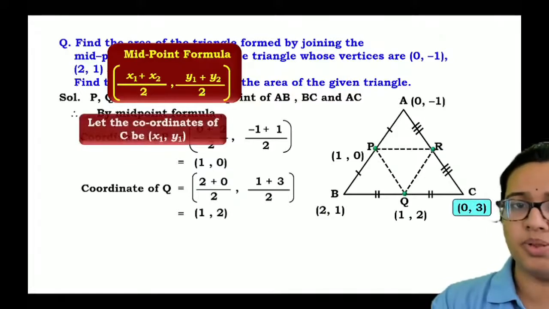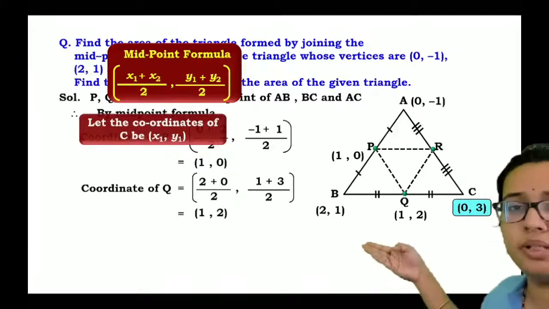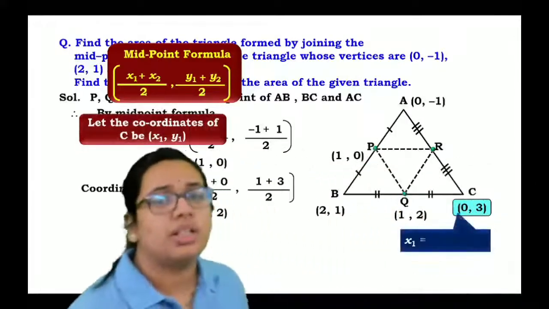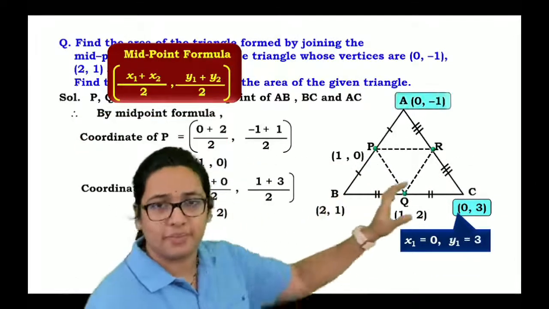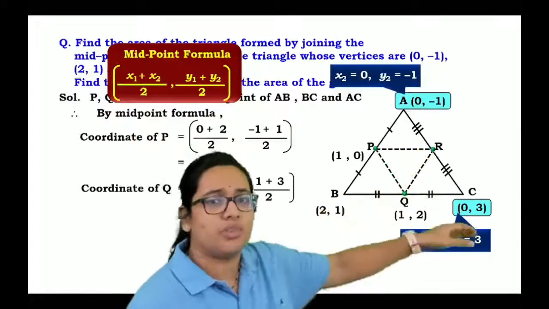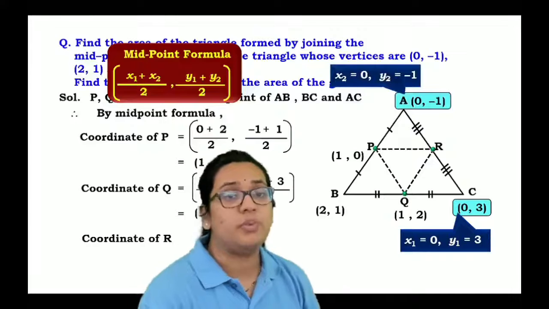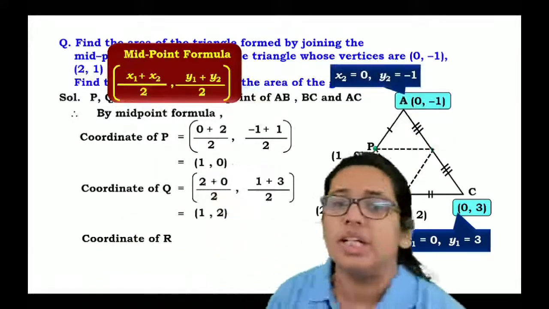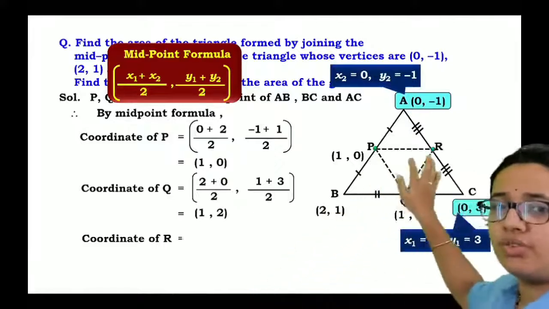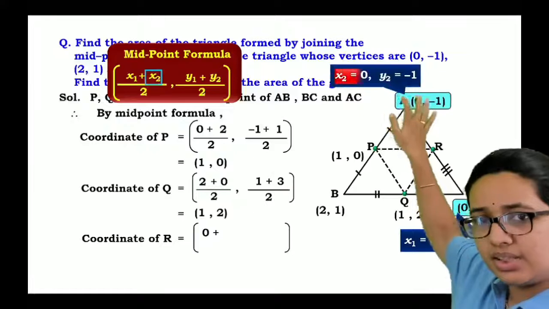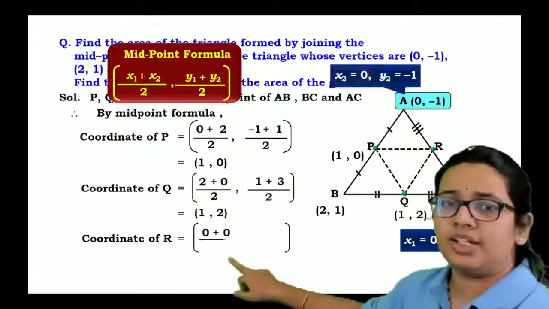Okay, so it will be 1 comma 2. This will be the midpoint of B and C. Now, for taking out the coordinates of R, it is nothing but again x1, y1, x2, y2 will be the x coordinates and y coordinates for C and A respectively. Then we can write the coordinates of R will be x1 plus x2 divided by 2.